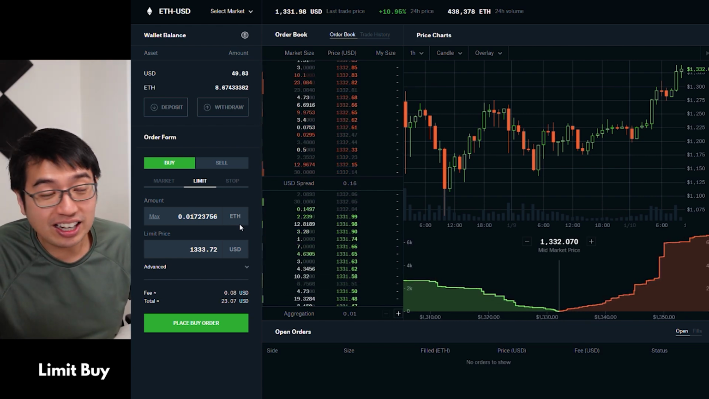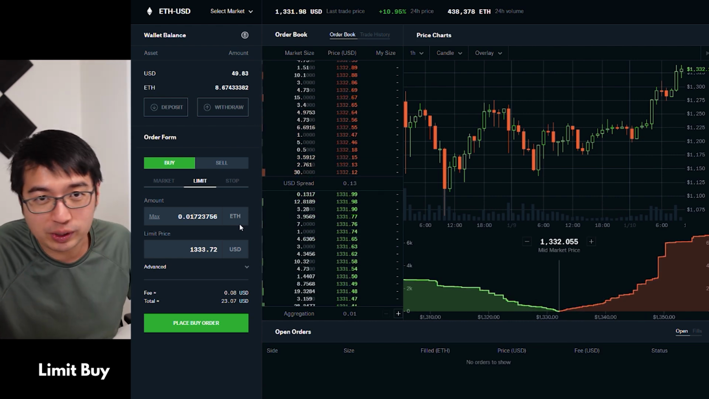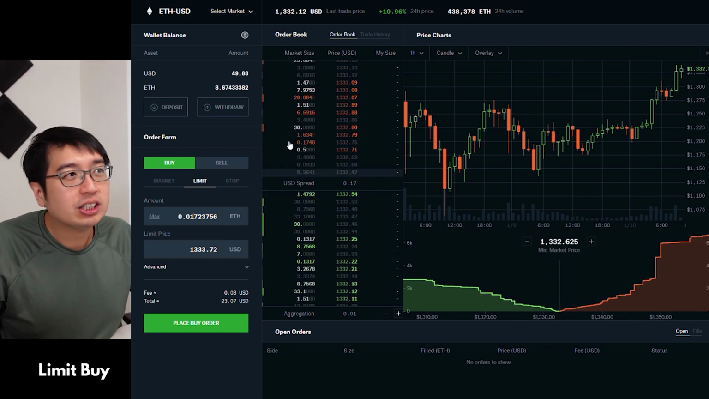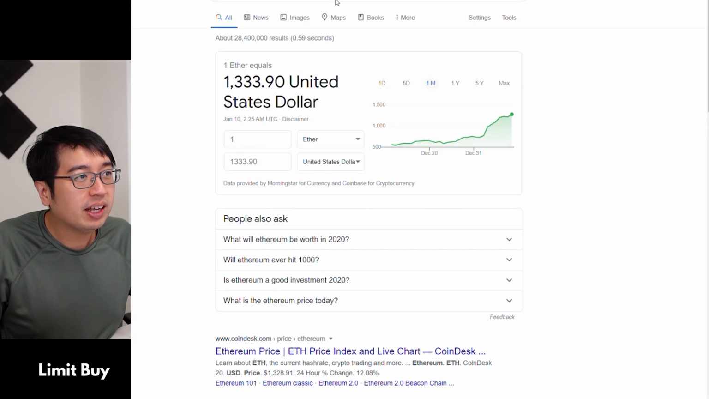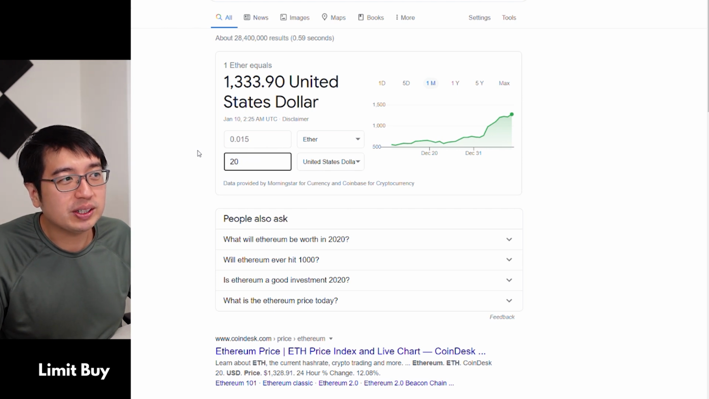Now, this is not a great system to guess the price. Let's say you just really want to buy $20 worth of Ethereum. So I would open up a new browser. I would type in Ethereum price USD. And then I'm going to type in $20 here under US dollars.